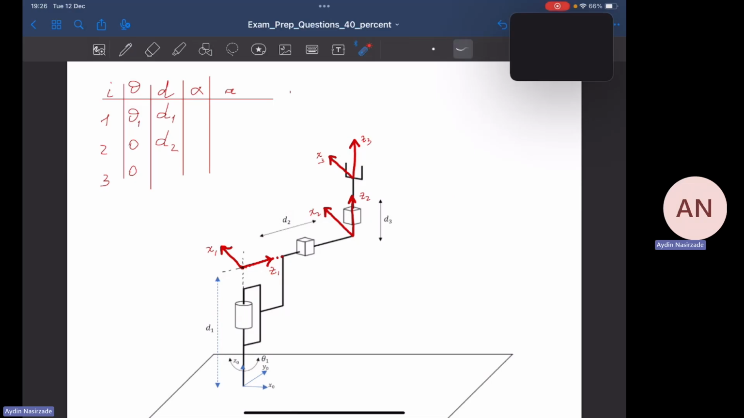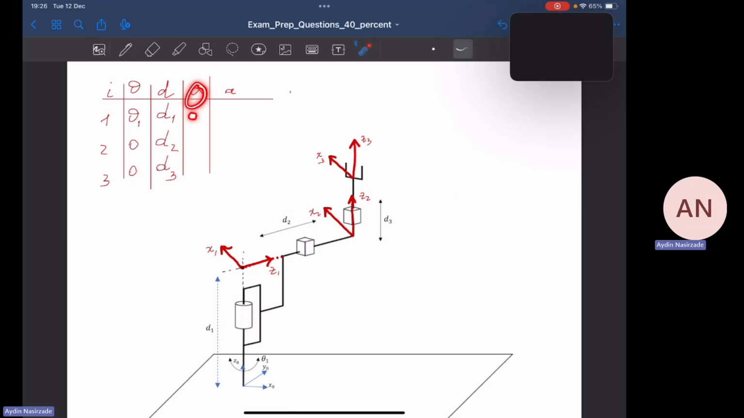Now, D3, we are finding this one now. D3. Now, along Z2, how much do I have to translate the origin of frame 2 to align it with the origin of frame 3? The answer is D3, as is clear. Okay. Now, D parameters are derived as well. Let's move on with the alphas.